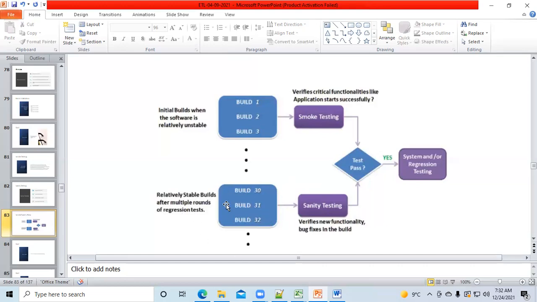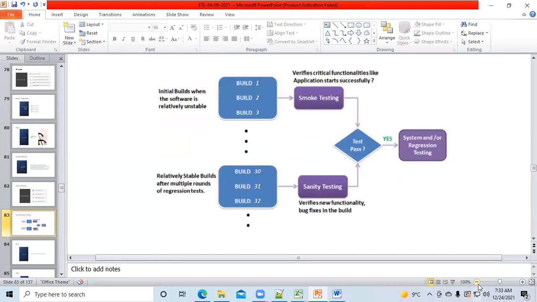You are doing testing on a daily basis and after some days, 3 to 4 days, you have observed a defect. Then after the defect has been fixed, you will do the sanity testing. It verifies new functionalities and bug fixes in the build. You will verify whether the functionality is working correctly, and whether the defect you raised is fixed or not. Then if it passes, you can perform the other testing activity. So this is a very good schematic diagram to understand what happens in smoke testing and what happens in sanity testing. Okay, hope this is clear, guys.